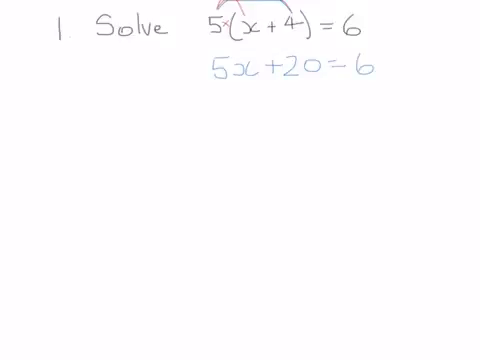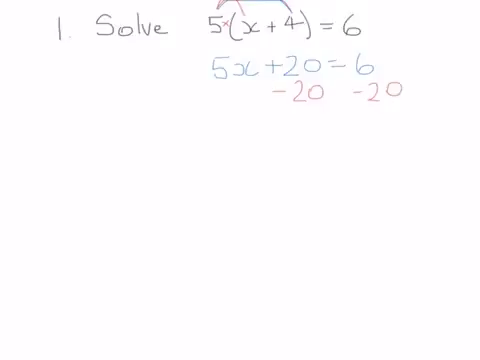Now, to solve an equation, you have to get the x by itself. So we have to get rid of things around it. The first one we get rid of is the 20, and the opposite of plus 20 is minus 20. Whatever we do to one side, we do to the other.